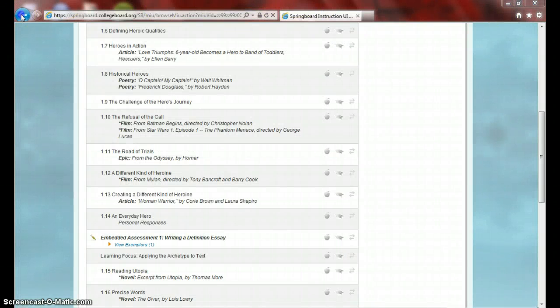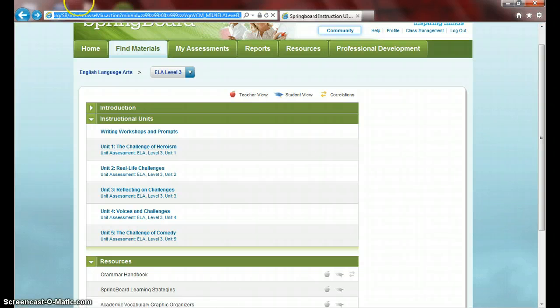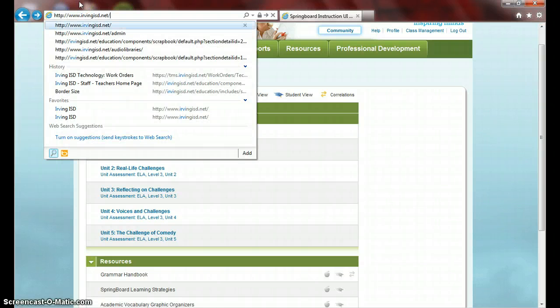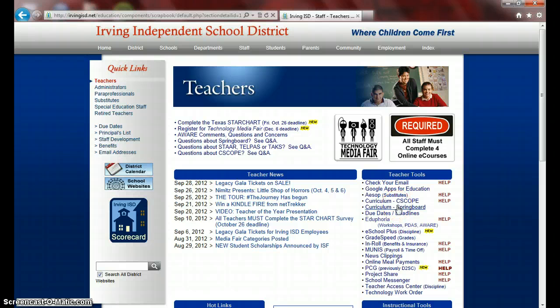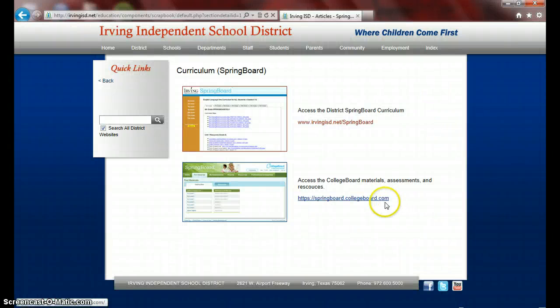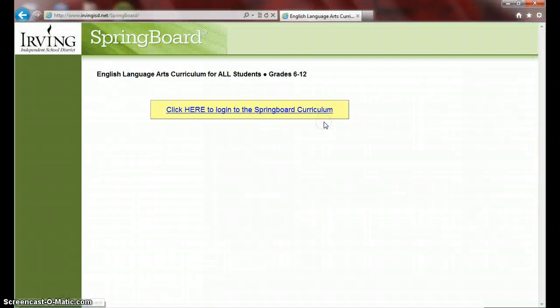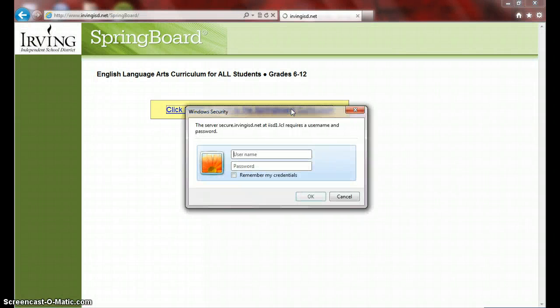Okay, let's go back to the district website. And let's take a look at the curriculum maps. After you know what your first embedded assessment is going to be, or your next embedded assessment is going to be, I would look at the Irving ISD Springboard curriculum maps. Your login to the curriculum map site is going to be your typical username and password.